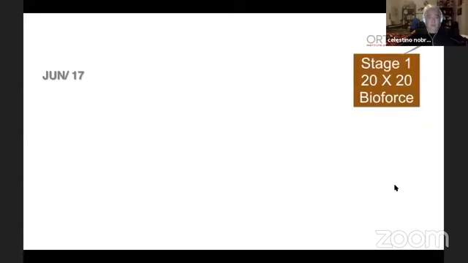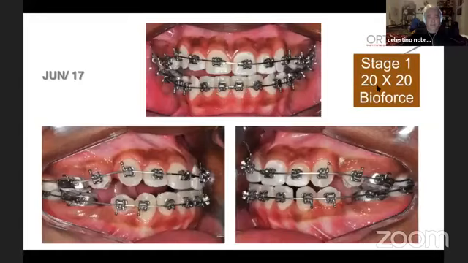One month later, we have this situation. This is a 20 by 20 Bioforce. I'm going to cover this topic here. I'm going to talk a little bit about 20 by 20 Bioforce because, in my opinion, in this kind of situation, it solves like 85% of the case. It's not that fast. It takes time, little by little, but this arch wire will promote leveling, aligning, and provide early torque expression, and also rotations.